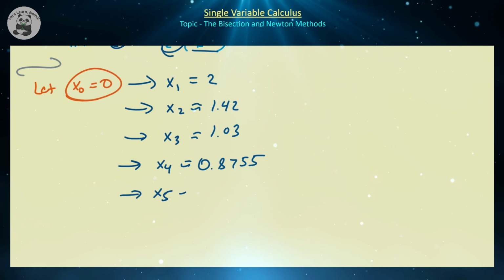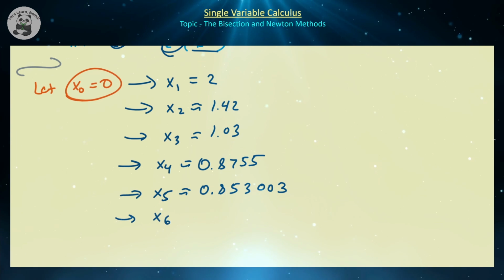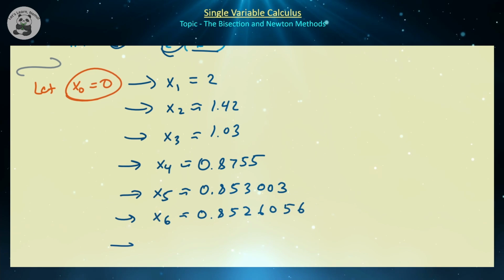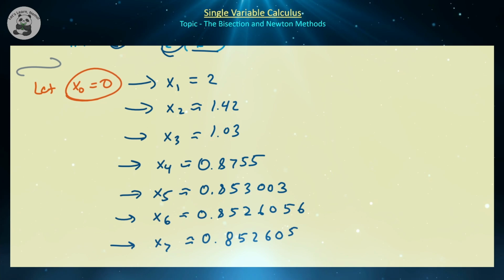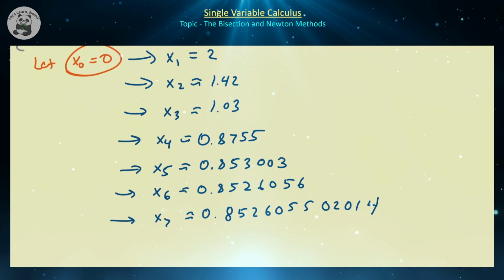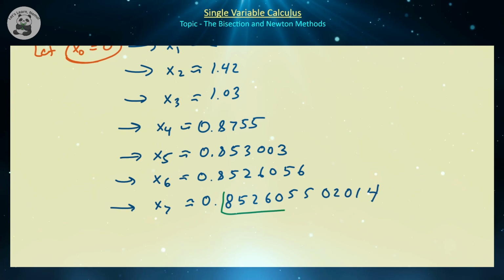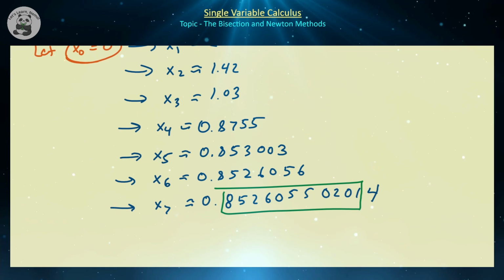So x4 is going to be approximately equal to 0.8755. x5 is going to be approximately equal to 0.853003. And then x6 is going to be approximately equal to 0.85266056. And x7 is going to be approximately equal to 0.852605502014. And one can find that this portion is accurate. So that's 1, 2, 3, 4, 5, 6, 7, 8, 9, 10, 11. So that's 11 decimal point accuracy.